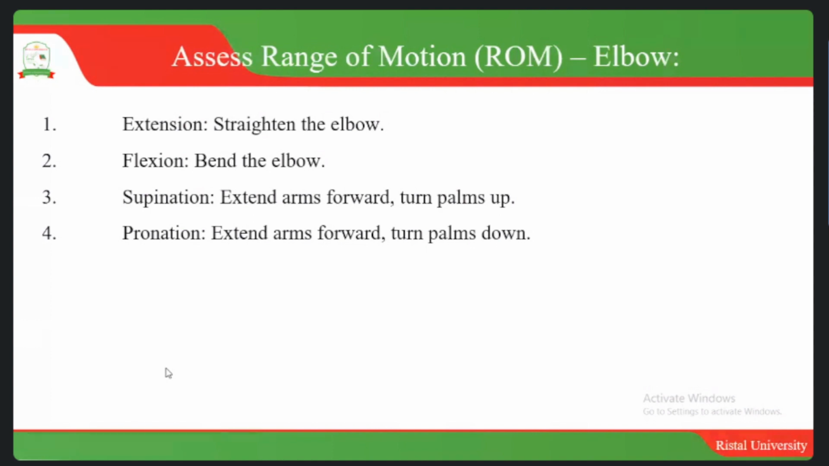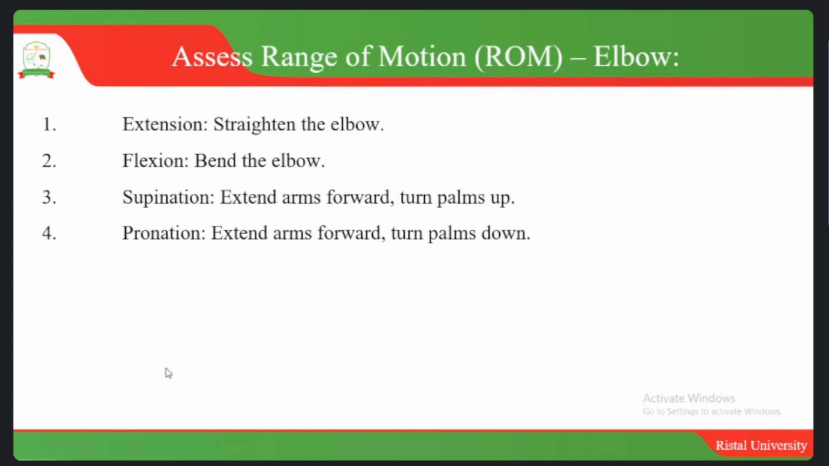Then supination is to extend the arms forward and then you turn your palms up. So you just stretch your hands, but your palms should be up so that you can see the upward part of the arms, both hands. You can do that, and you compare whether your patient is having difficulty in supination or is able to supinate both hands.